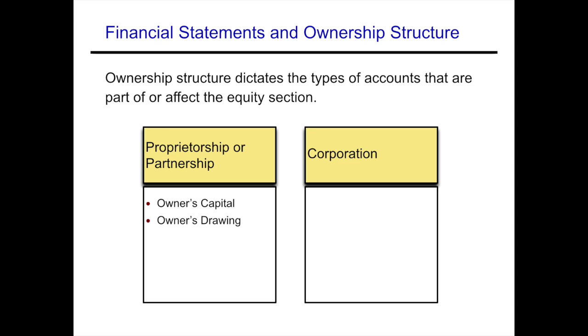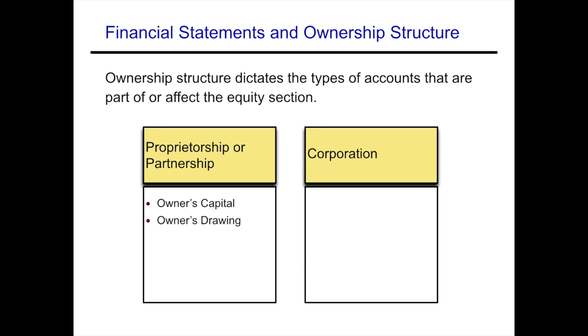So for example, if you're a proprietorship or a partnership, then in your equity section on the balance sheet you would have accounts such as owner's capital, or John Doe's capital, Jane Doe's capital. You would also have a drawing or withdrawals account for each of the owners.